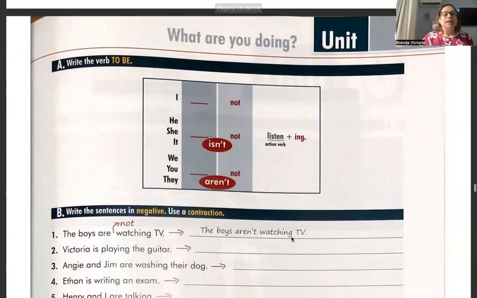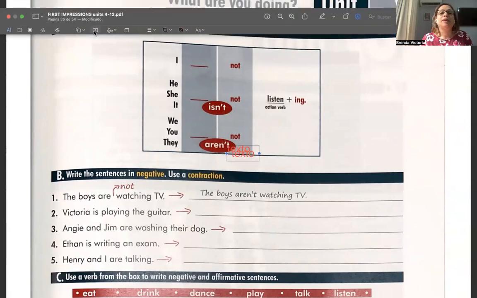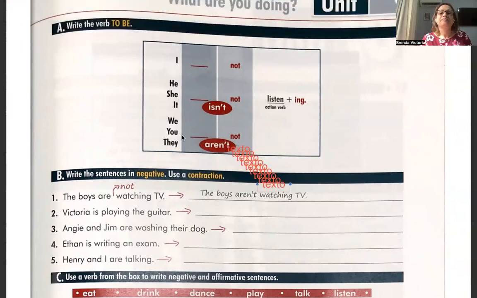Let's move on. Now here we have the present continuous in negative. Okay, we have the negative of the present continuous. And here, let me write a couple of blanks so I can type. So in this case, with I, I have to use I am. With he, she, it, I would use is. And with we, you, and they, I would use are.